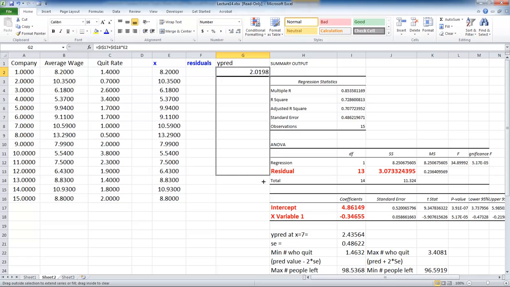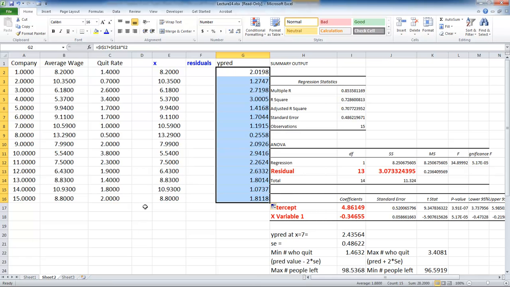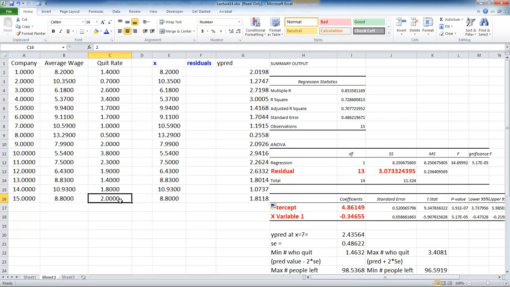Pull it down, and it looks good. I do a real quick check again. The data value of y is 2. The predicted is 1.8. I believe that. This is 0.5, 0.25, 2. Okay, it looks pretty good.